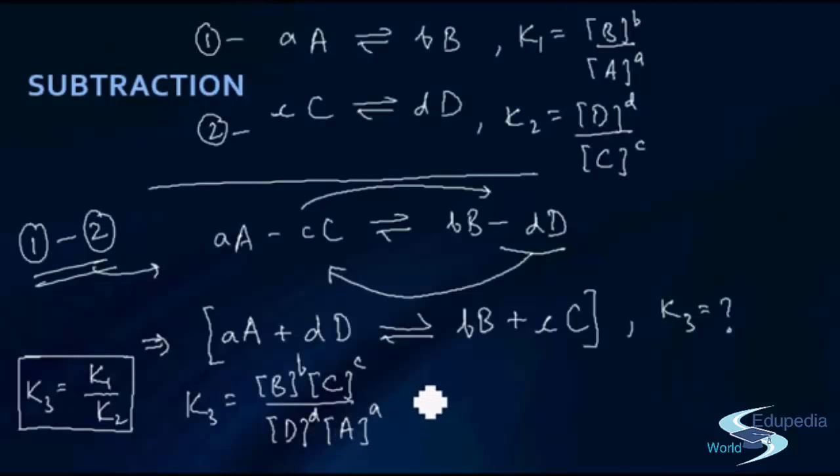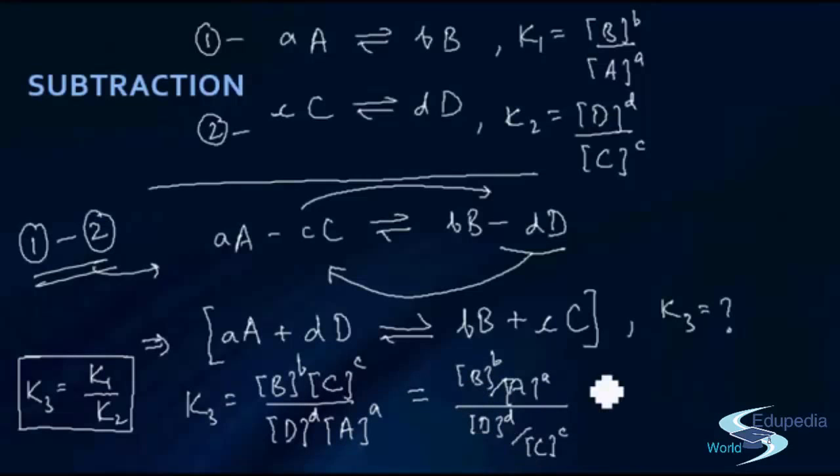Once again, rearranging the whole thing, we can write b by a divided by d by c. So with simple mathematics, we can observe this equation and write it in this form. And what is your numerator now? B by a, which is simply equal to the K1 over here. And what is your denominator? D by c, which is simply equal to K2 over here. So K3 is nothing but K1 divided by K2.